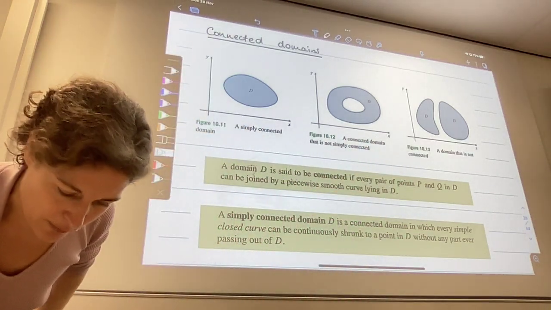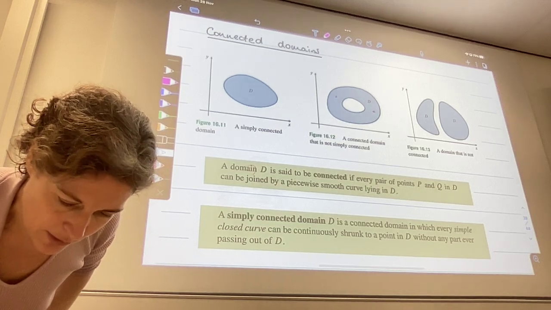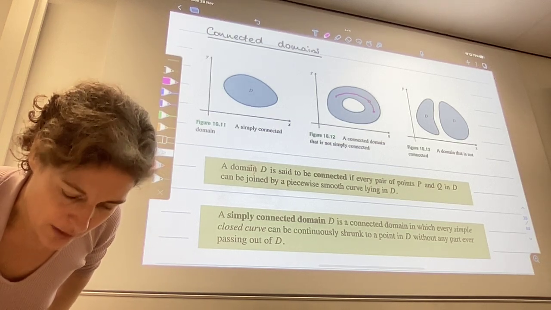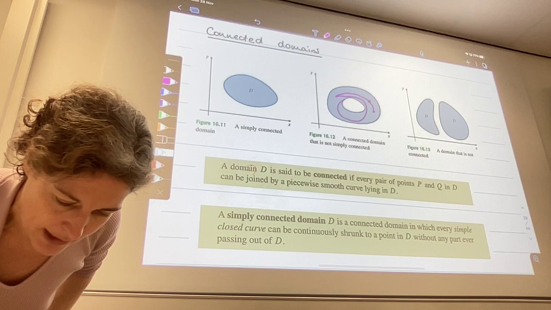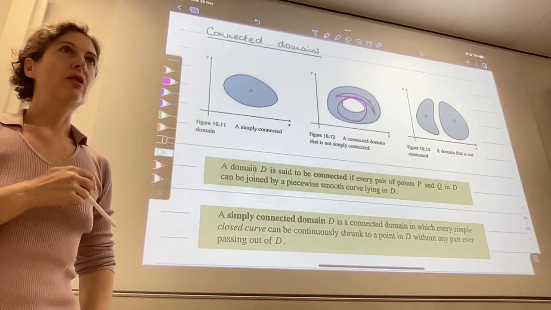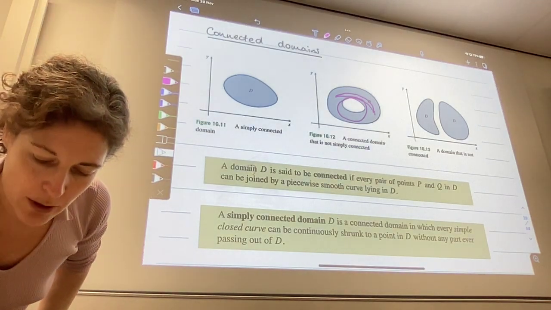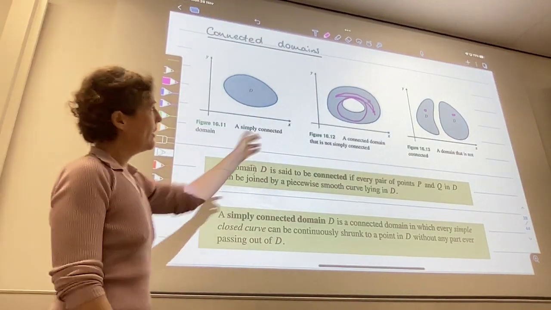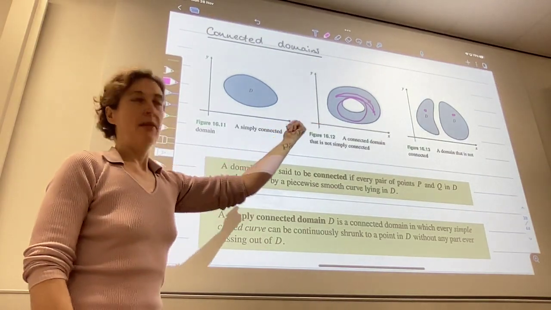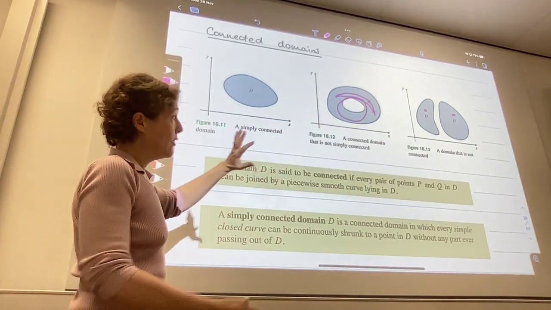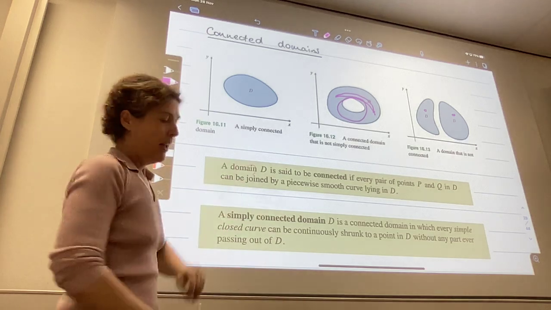So even if I go from here to here, I can do that. I could also do something like that, but you get the point. But the problem is that if I picked a point here and here, there's no way that I could join them without leaving the domain. So that's the idea of connected versus not connected.